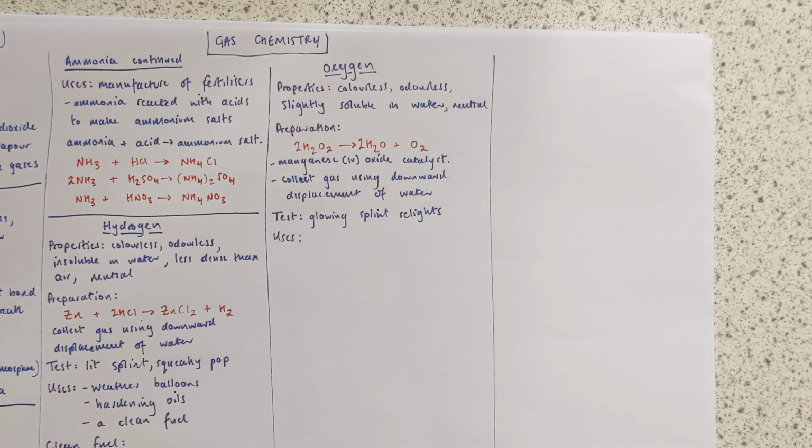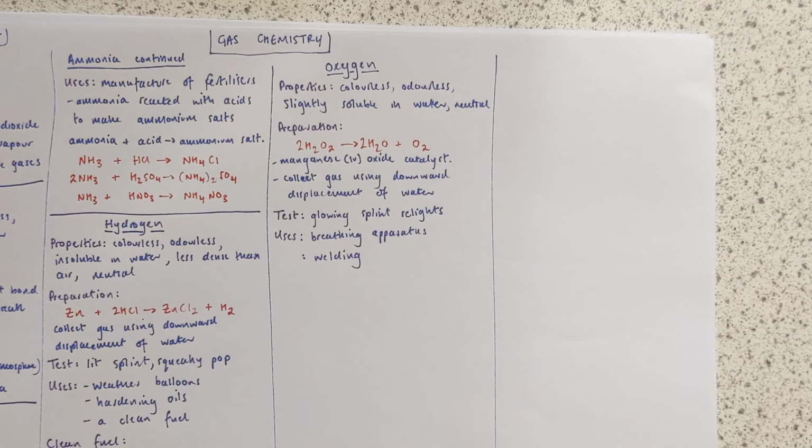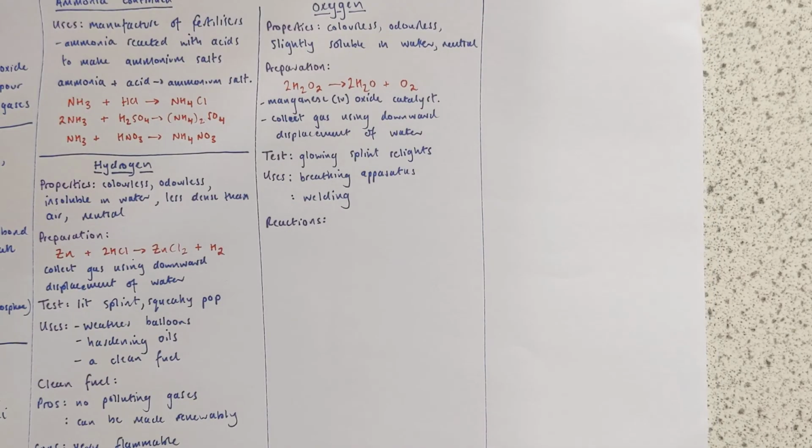And we have 2 main uses of oxygen gas. It's used in breathing apparatus, for example for scuba diving or ventilators in hospital, or for welding to melt pieces of metal to each other. Now oxygen is quite a reactive element and will react with lots of different elements. So we look at a kind of sample of 5 different elements that oxygen will react with.